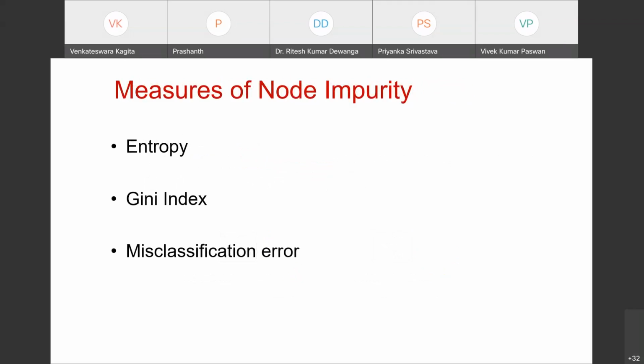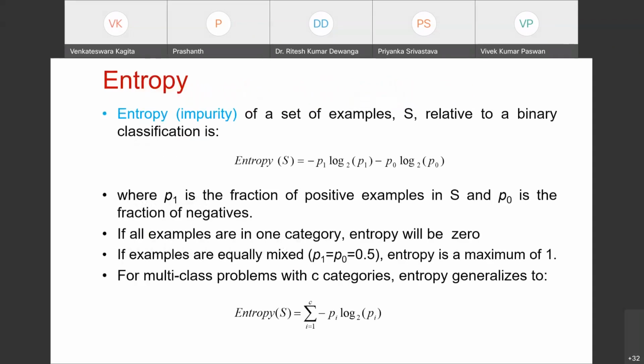So these are the measures of node impurity: entropy, Gini index, and misclassification error. Okay, so we're gonna see entropy in this session. Gini index is similar kind of measure to determine the node impurity or purity. Right. So what is entropy? Entropy or impurity of a set of examples is relative to a binary classification. It means it is defined in relative to binary classification, but it can be extended to multi-class classification very easily.